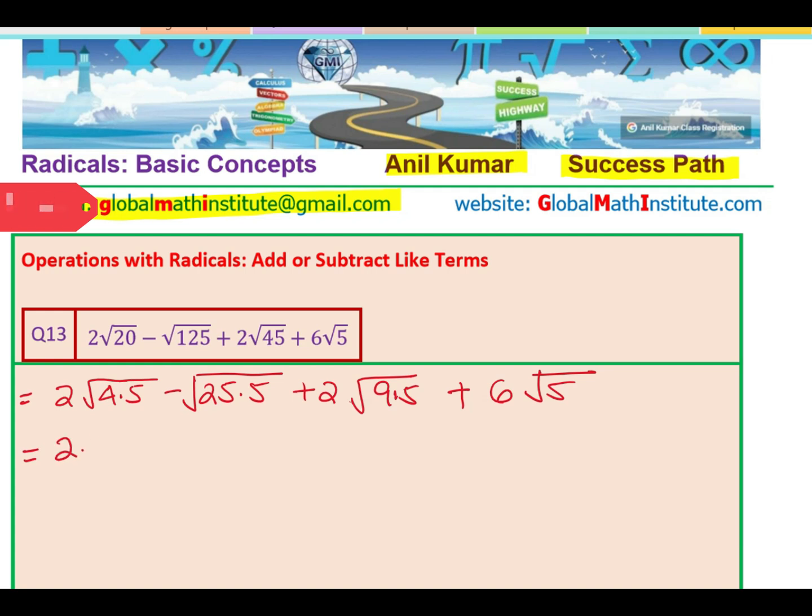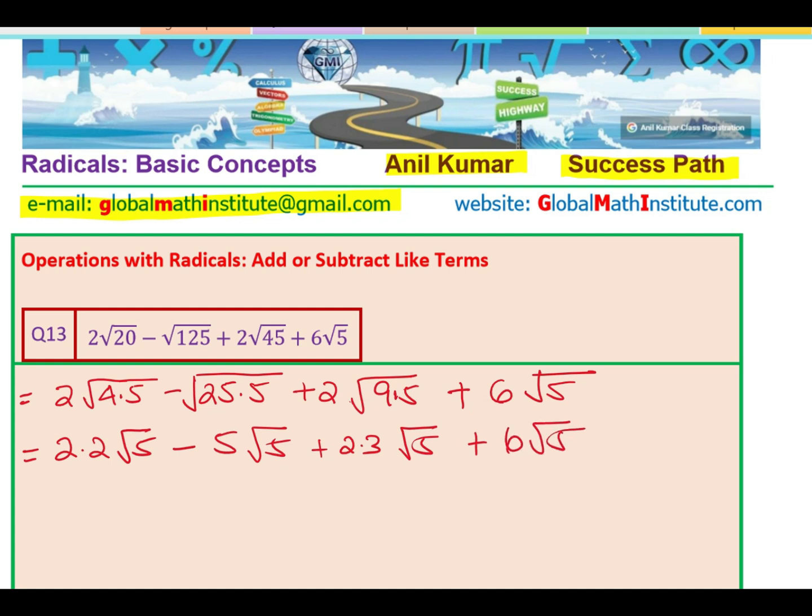So, well, we have 2 times 2 square root 5 minus 5 square root 5 plus 2 times 3 square root 5 plus 6 square root 5. We can combine the terms now, right? 4, let me rewrite, minus 5 square root 5 plus 6 square root 5 plus 6 square root 5. Perfect. So 4 minus 5 is minus 1 and then 6 plus 5 and 6, 11. So we get this as 11 square root 5.